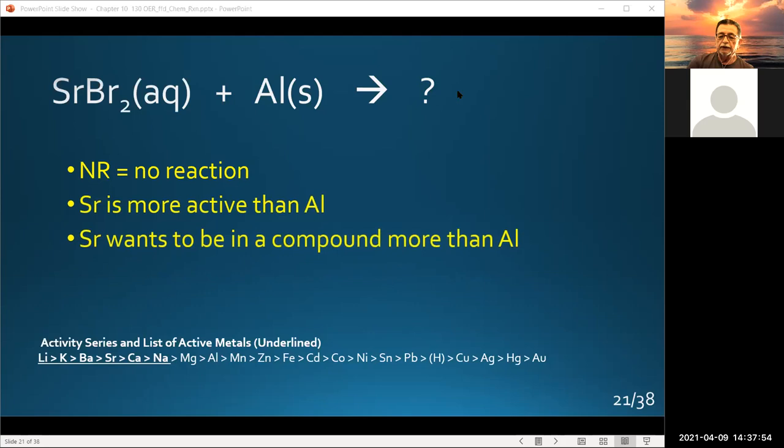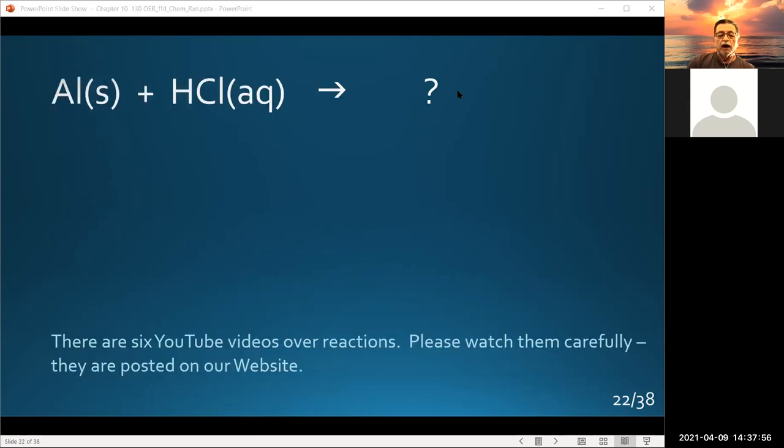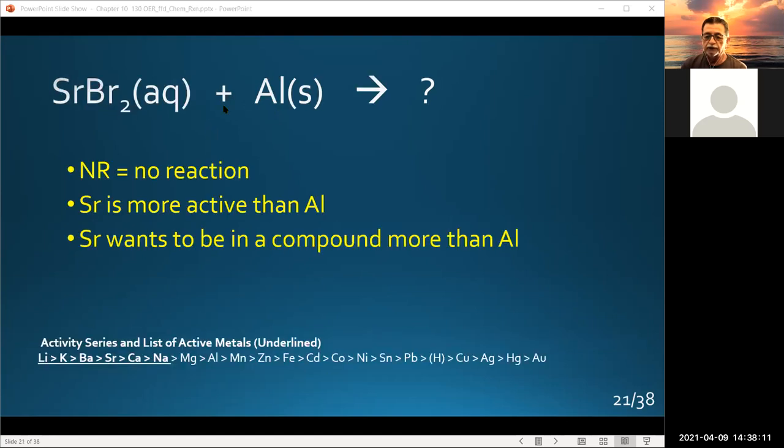So that's basically what I just stated. Now we have an example here of a metal with an acid, HCl. And so now what we are comparing is, in this case, aluminum and hydrogen. And so if we go to the table, we can see that hydrogen is right here and aluminum is right here. And so aluminum is a lot more reactive than hydrogen.